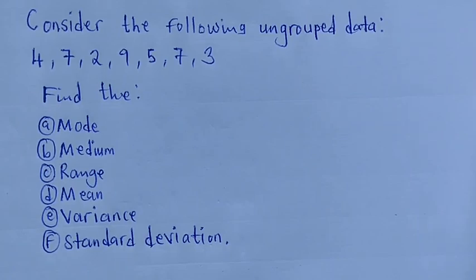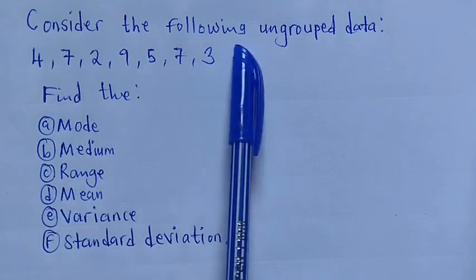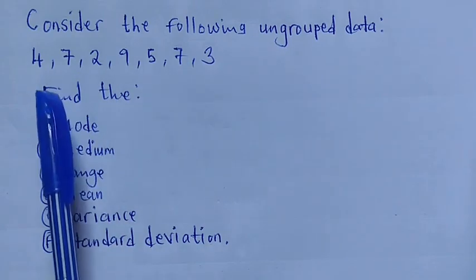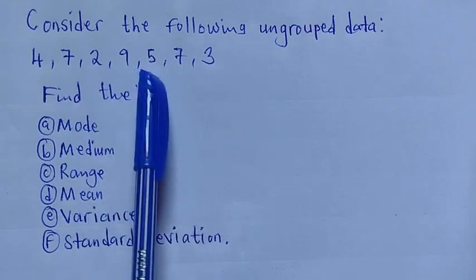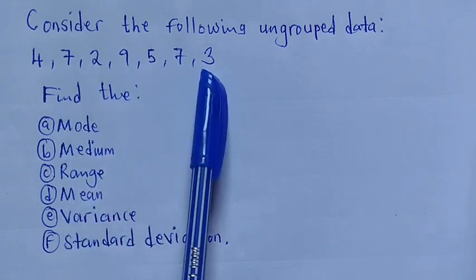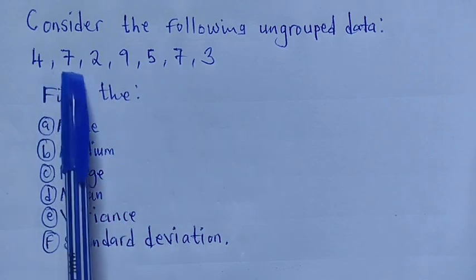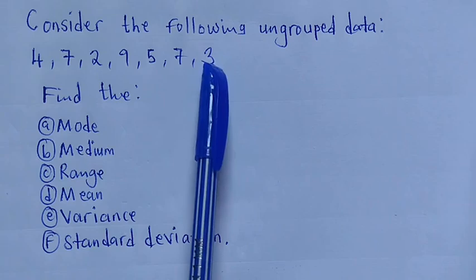So in this presentation, I want us to answer this question right here. This is a question coming from statistics. The question reads, consider the following ungrouped data. This is ungrouped data because these data values are listed individually, as you can see. We have 4, 7, 2, 9, 5, 7, 3.